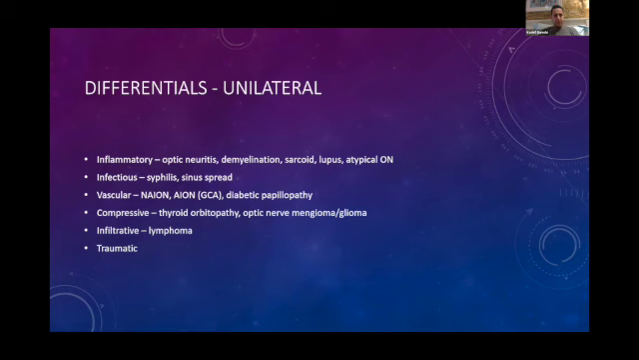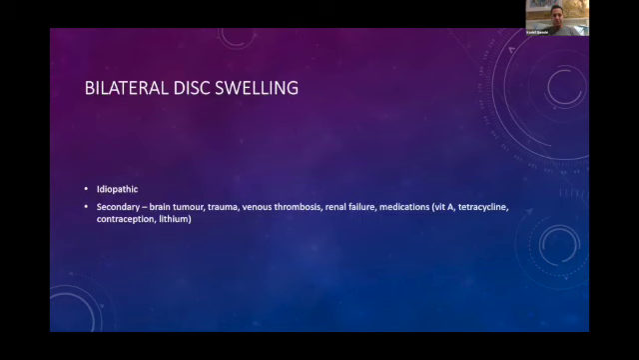Differentials to think about are inflammatory, so optic neuritis, demyelination, sarcoid, lupus, atypical optic neuritis. Infectious, such as syphilis, sinus spread. Vascular diseases, non-arteritic ischemic optic neuropathy or arteritic, diabetic papillopathy. Compressive, thyroid orbitopathy, optic nerve meningiomas, gliomas. Infiltrative, such as lymphomas, or traumatic.